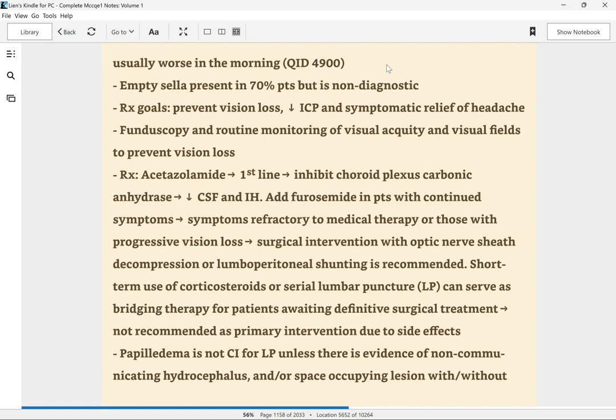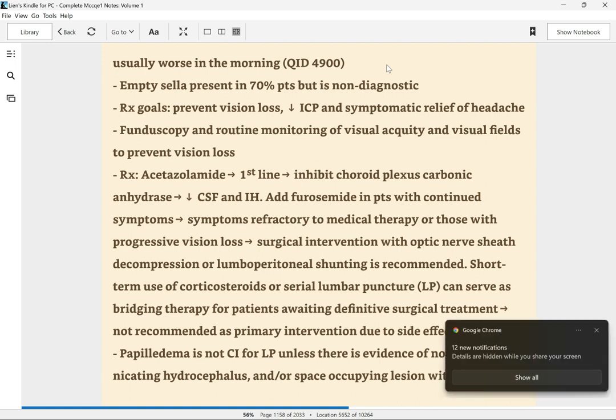RX goals: prevent vision loss, ↓ ICP, and symptomatic relief of headache. Fundoscopy and routine monitoring of visual acuity and visual fields to prevent vision loss. RX: acetazolamide → first line → inhibit choroid plexus carbonic anhydrase → ↓ CSF and IH. Add furosemide in PTS with continued symptoms. Symptoms refractory to medical therapy or those with progressive vision loss → surgical intervention with optic nerve sheath decompression or lumboperitoneal shunting is recommended.